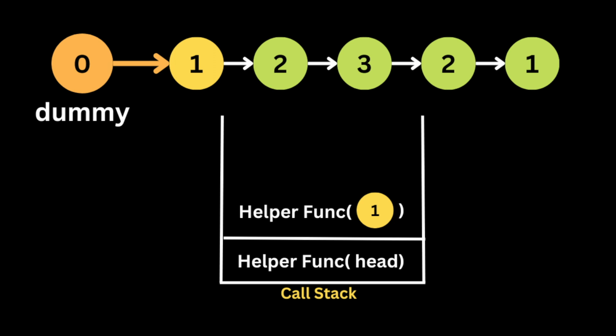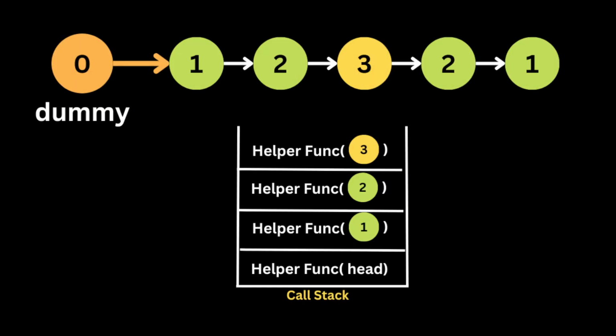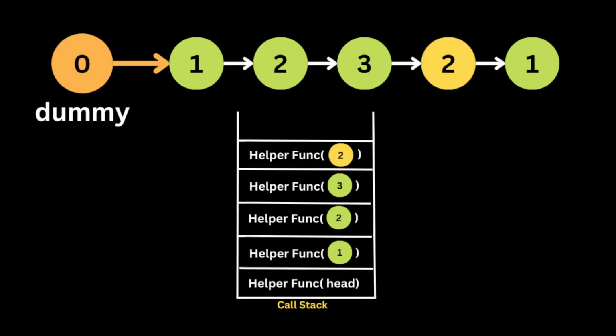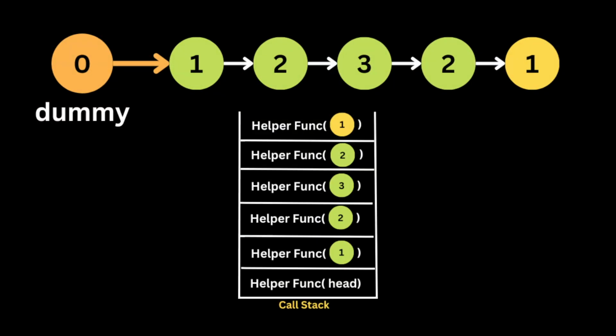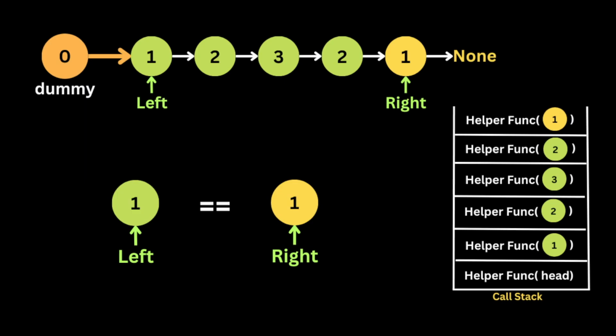So the recursive function is going to start by calling itself with the head of the linked list. Because we're not at the end of the linked list, the recursive function will move to the next node and call itself again. So the function will keep calling itself again and again until we reach the end of the linked list. Once we reach the end, the function is going to stop calling itself, and as a result we will have two pointers, one at the left of the linked list and one at the right of the linked list. So the second step is going to be the comparison between the two pointers.